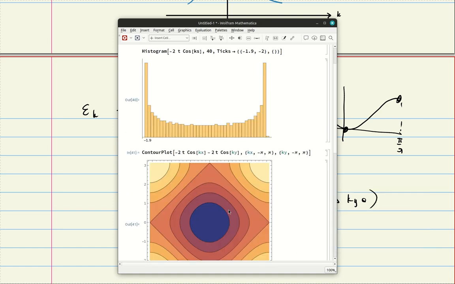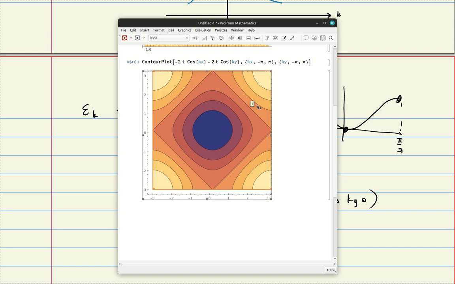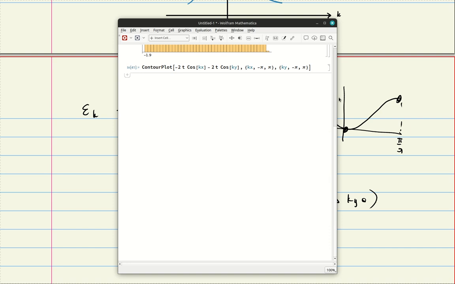Okay, so this is the band. If you like, there's two cosines. It's kind of like a ball, but as soon as you converge to the zone boundaries, you form this perfect square, right? And then there are hills on the corner, and there's a ball in the middle. So I think I changed this a little bit.